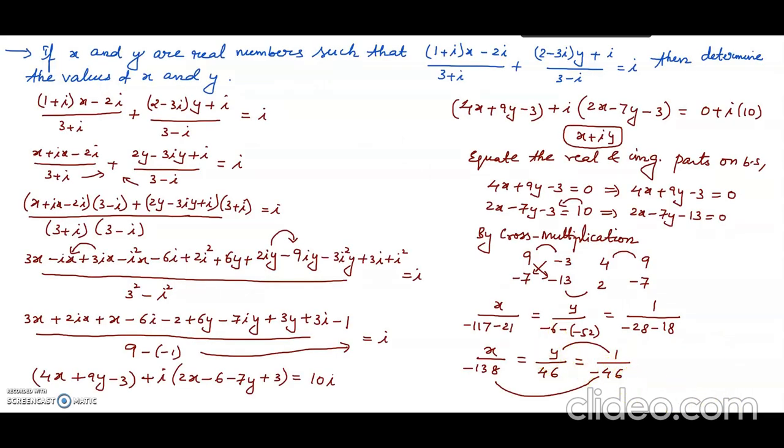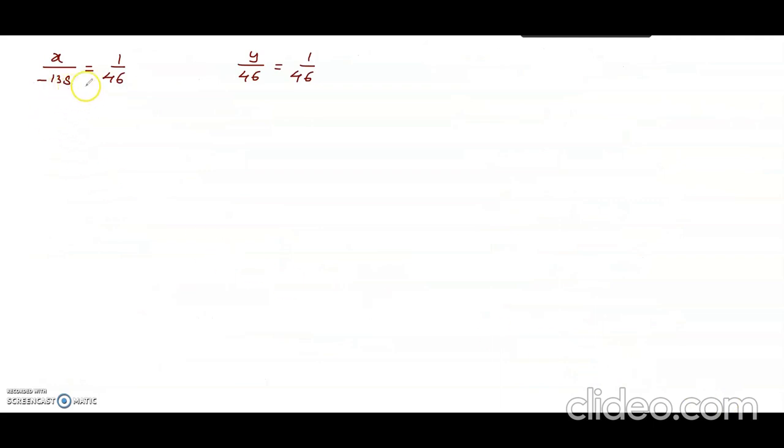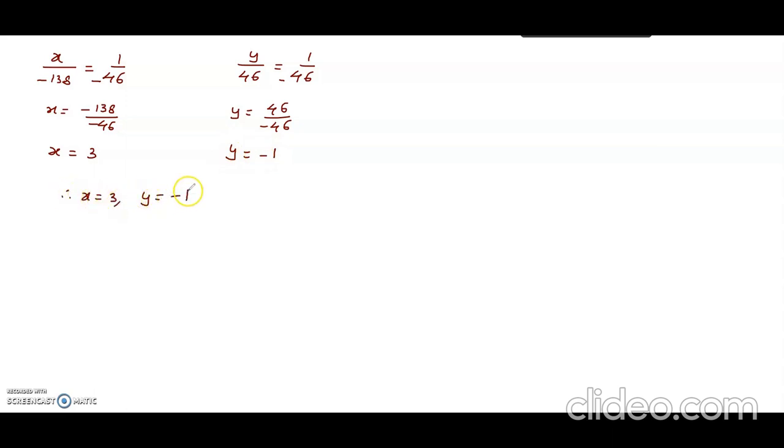Here it is 1 by minus 46. So this is 1 by minus 46. So both we are equating. Now x will be equal to minus 138 by minus 46. That is, 46 goes 3 times, so x equals 3, whereas y equals 46 by minus 46. 46, 46 you can cancel, and the minus sign will be remaining. Therefore, the value of x is 3 and the value of y is minus 1.